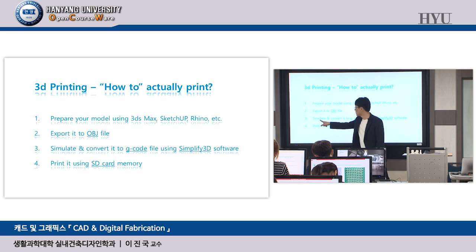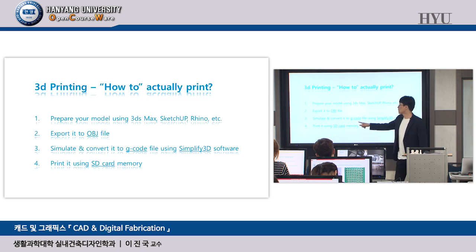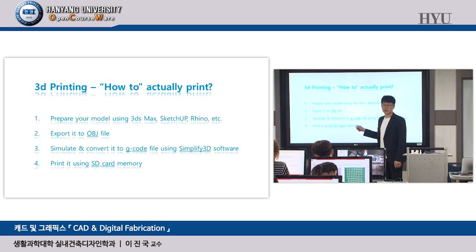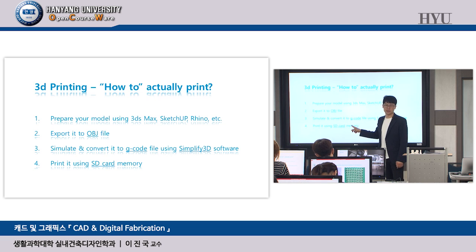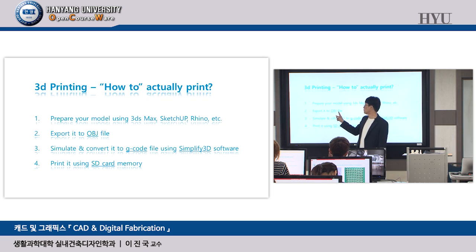And you need to simulate and convert it to a G-code file. A G-code file is exactly what you need to get. Okay, a G-code file for real printing software, okay? Real printers. Printers recognize G-code files. How to create a G-code file? How to convert a G-code file from an OBJ file?